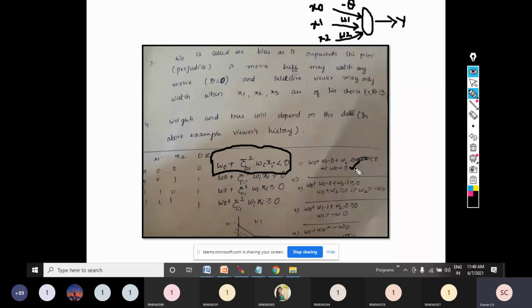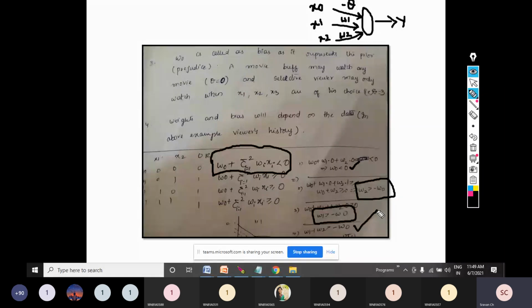Similarly, I'll substitute 0 1. When I substitute 0 1 in this equation, I got one more observation: w2 is greater than minus w naught. Another observation is w1 must be greater than minus w naught. Another observation, w1 plus w2 summation must be greater than minus w naught. Now these relationships between w naught, w1, w2 will help me in making proper predictions.